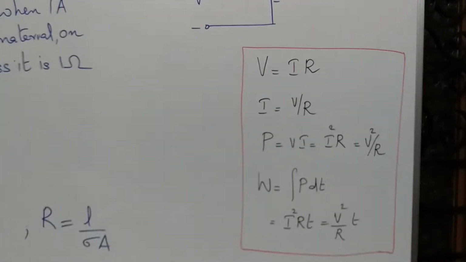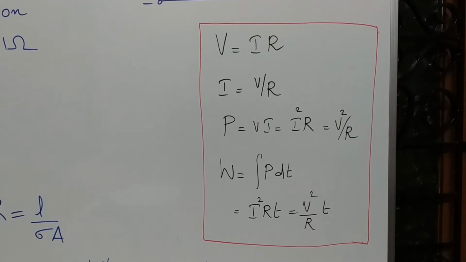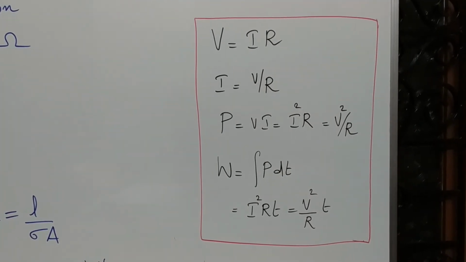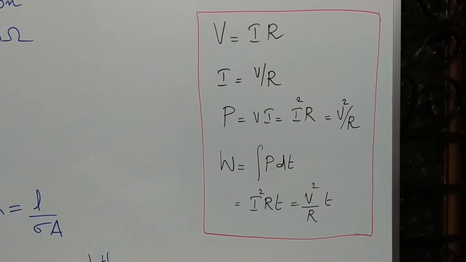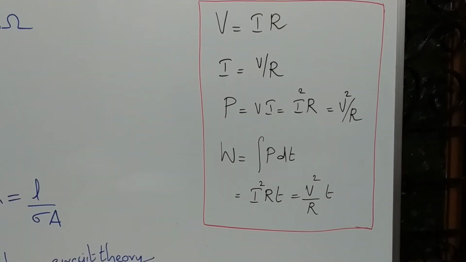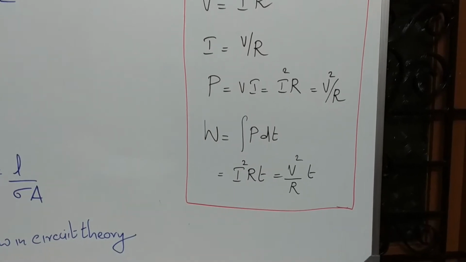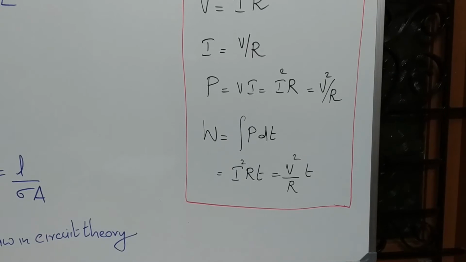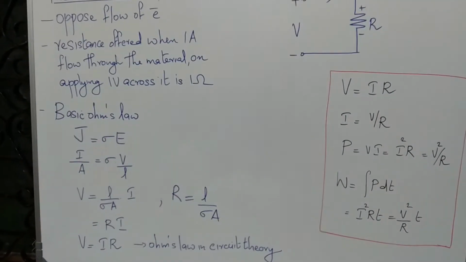Now these are the equations which you will have to learn with respect to resistor. V equal to I into R. From there we can write I equal to V by R. Power is the product of voltage and current, which is I squared R or V squared by R. And energy is P into T, which is I squared RT or V squared by R into T. These are the basics of resistor.